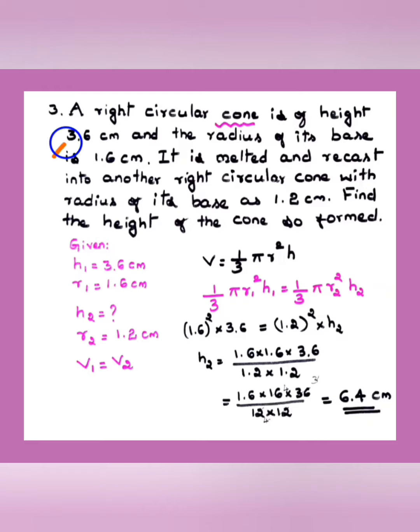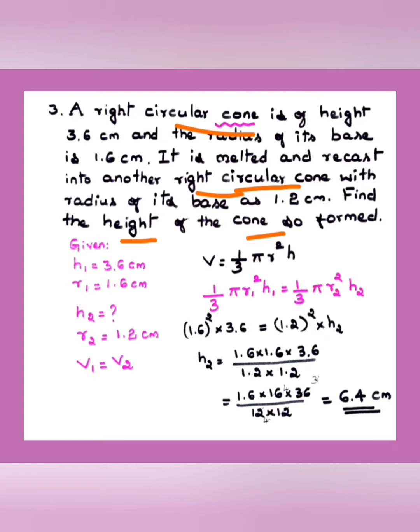Next one. A right circular cone is of height 3.6 centimeter and radius of its base is 1.6 centimeter. It is melted and recast into another right circular cone with radius of its base as 1.2 centimeter. Find the height of the cone so formed. So the keywords here are circular cone. There is a first cone and another cone, the second cone, and we have to find the height of the cone. So it is about calculating the volume. From the volume formula we can calculate the height.